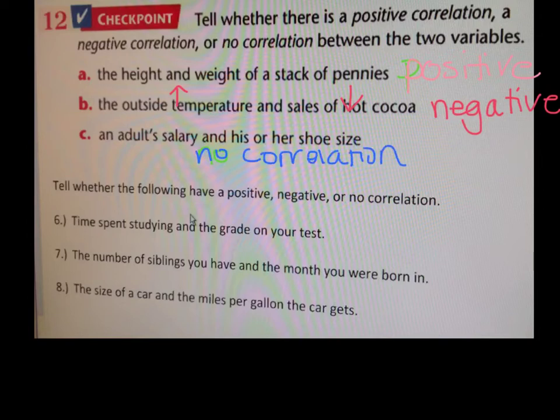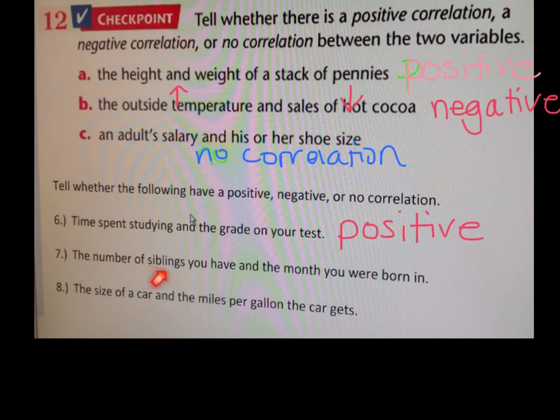Okay, let's look at these ones down here. Time spent studying, and then the grade you get on your test. Well, think about this. As you spend more time studying, what should happen to the grade on your test? It should go up. This is for the most part. Okay, so that would be a positive because they're both going up.